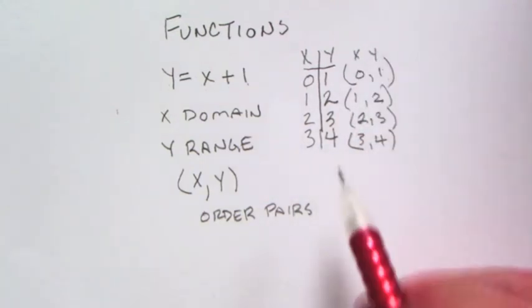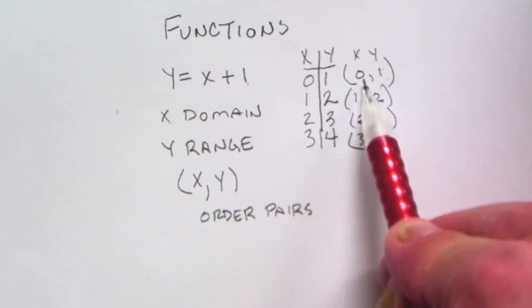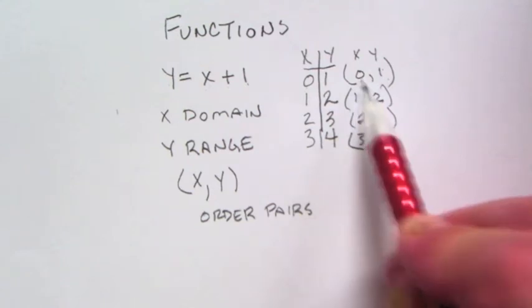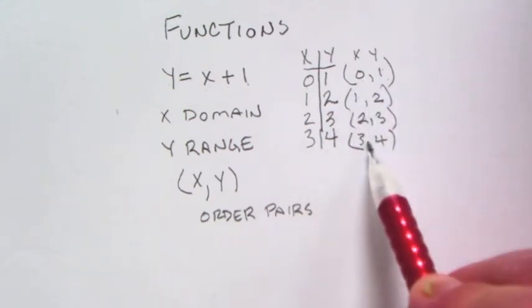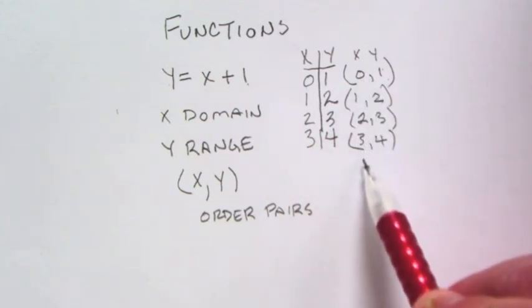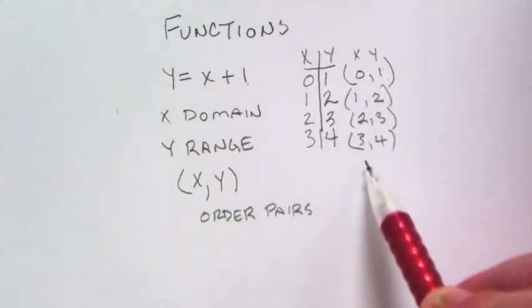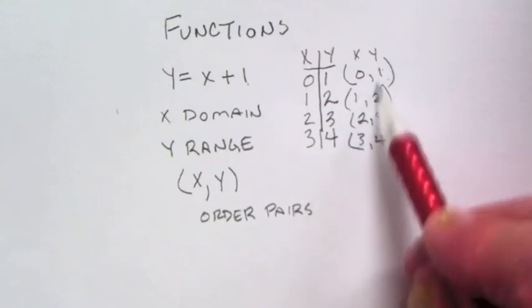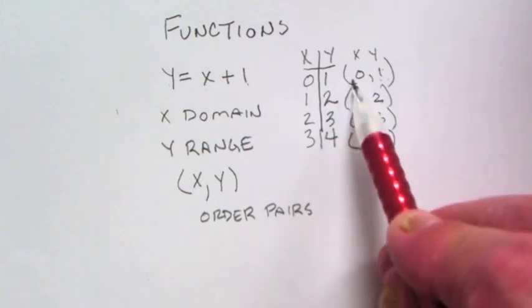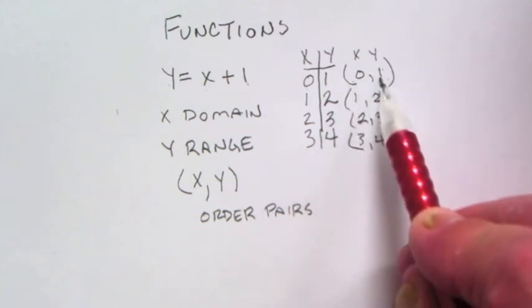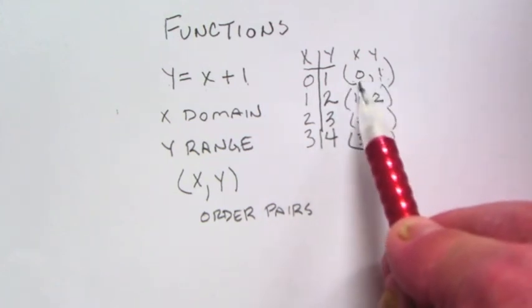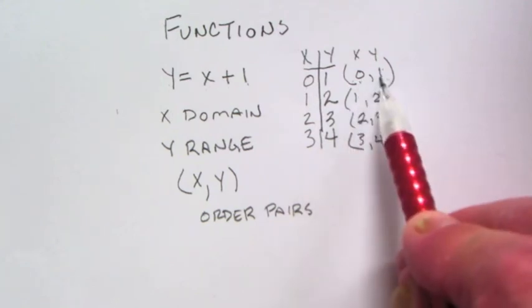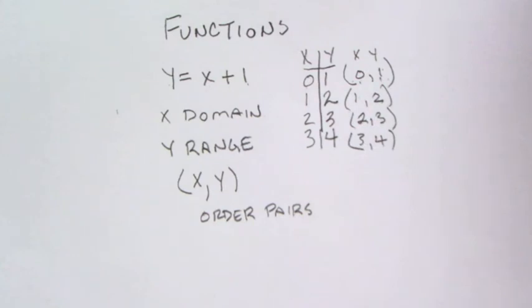As you can tell, the x's never show up again. And if they do show up again, which they won't if it's a function, but if they do, they'll keep the same value. It's like being married. You're only supposed to have one spouse. So whenever x equals 0, it will always equal 1. That's the definition of a function.